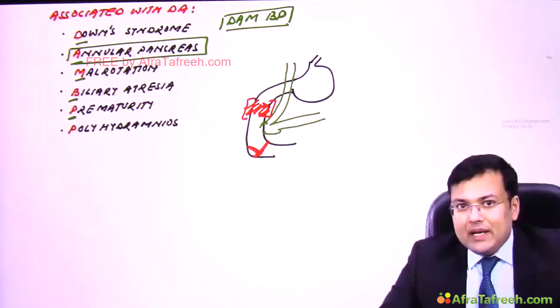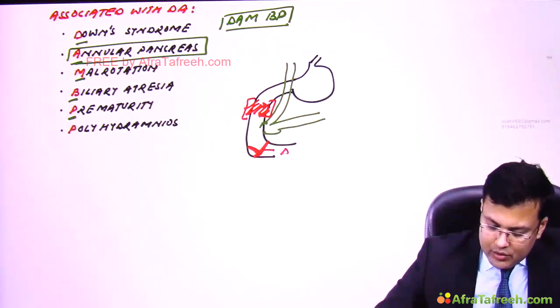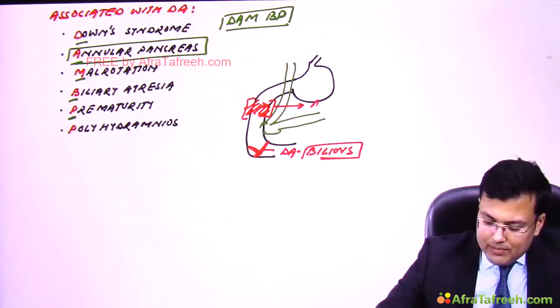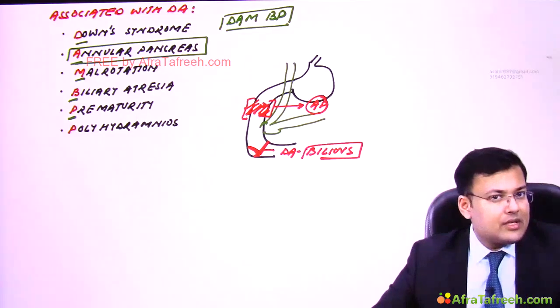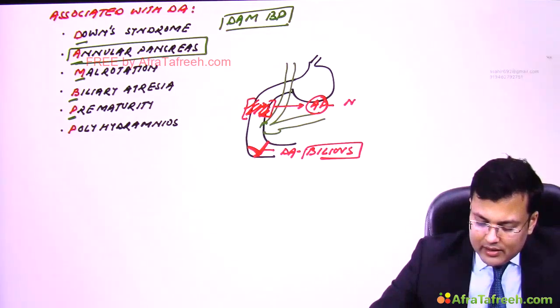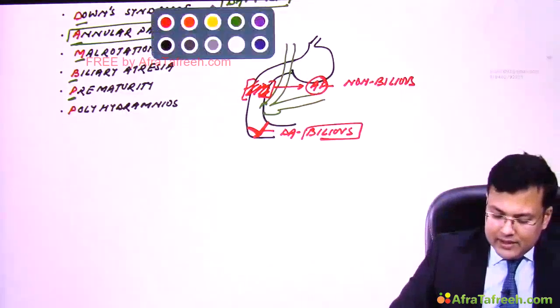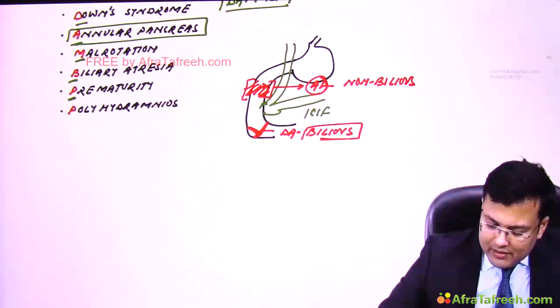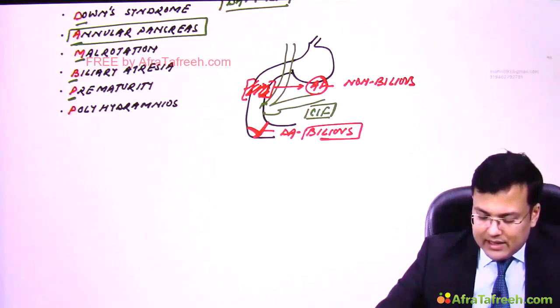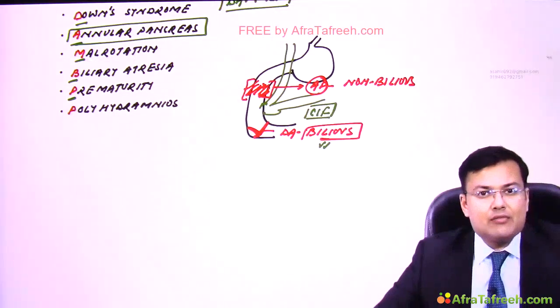Which one is having bilious vomiting? So in duodenal atresia, there is bilious vomiting. Clear? And in annular pancreas, since the obstruction is proximal to ampulla, here it's non-bilious. So coming to the clinical features, what kind of vomiting is seen in duodenal atresia? These patients have bilious vomiting.